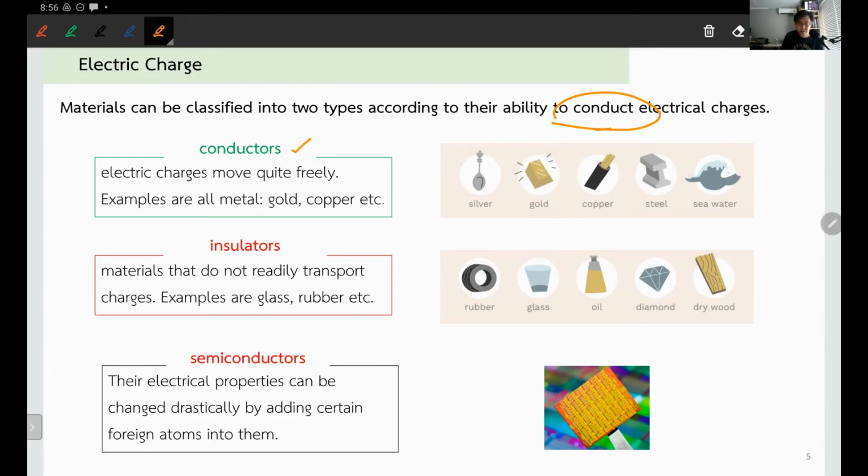The first one, of course, the name implies, is the conductor. So electric charge can move quite freely. It's easily moved inside. That leads you to something like metal, silver, gold, copper, steel, seawater. Even though I said most of the stuff that you deal with is electrons moving, seawater is a good example where it turns out to be the ions.